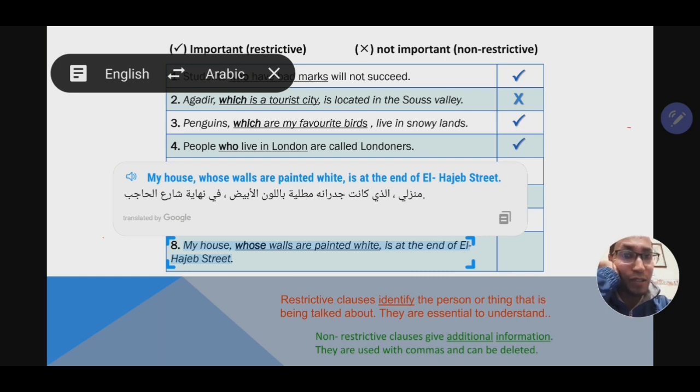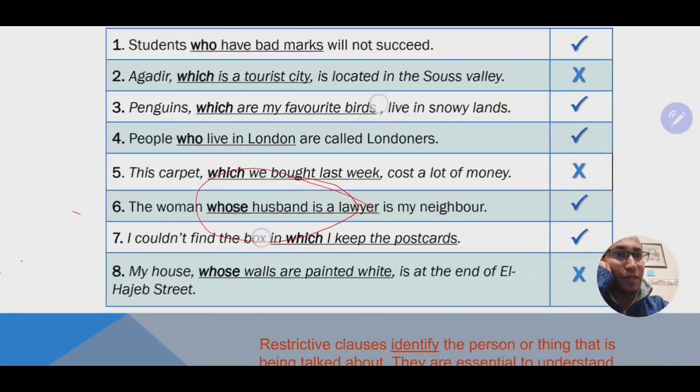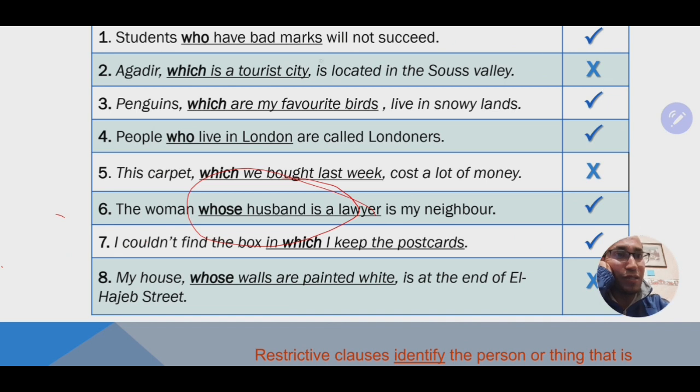Voilà. Why? Because usually people have one house in which they live, somewhere they call home. Not too many homes, not important. And if you notice, those who are not important, we have commas.